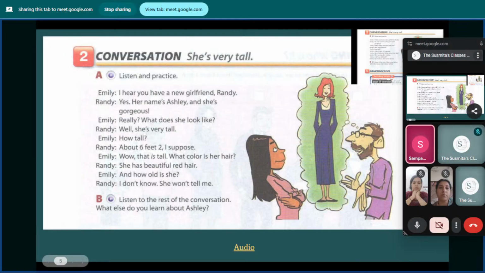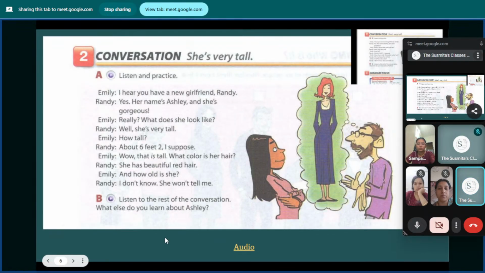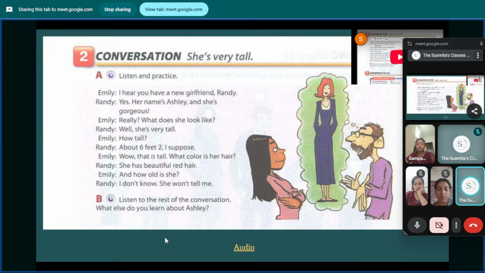Page 59, Exercise 2. Okay, clear with this part? Now we'll listen to the second part of the conversation. Here you have to focus on the question, what else do you learn about Ashley? Ashley is the new girlfriend that we are talking about over here. Okay, so what else do we learn about Ashley? That is the question that we have to focus upon.